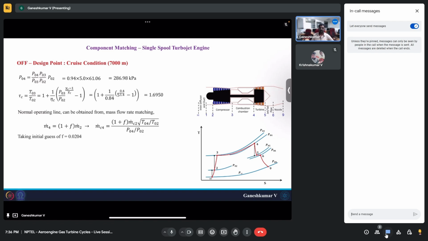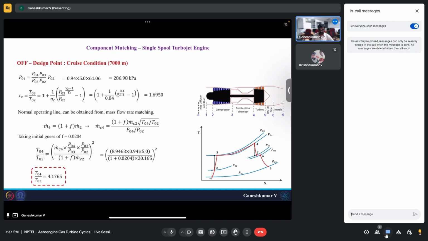And once you know this f, m dot c4 we already know from turbine characteristics. m dot c2 we have already known from the compressor characteristic. P04 by P02 we already know because the pressure ratio across the compressor we have chosen, and burner pressure loss we already know. It is a given parameter. So based on that you can find T04 by T02. So that is the whole point. You can rearrange this equation, you can substitute these numbers, and you will end up having T04 by T02 to be 4.1765.